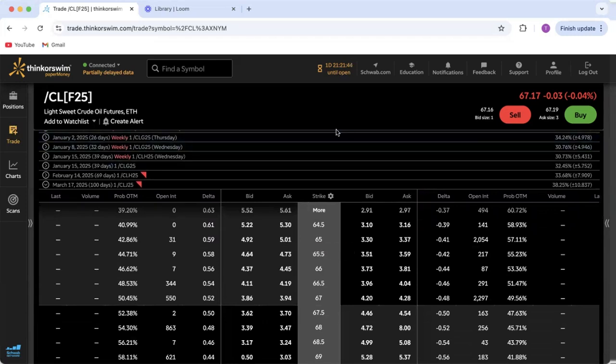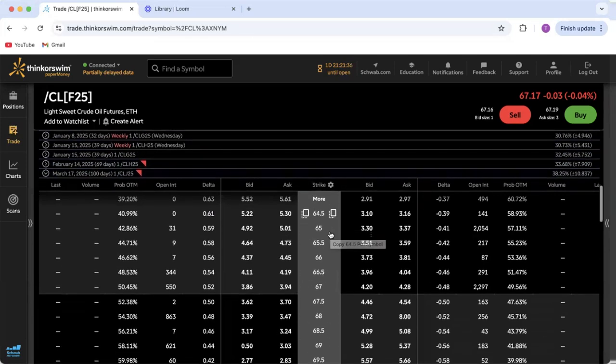And just real quick, how to read this. Right here in the middle, this gray bar is the strike price. Yep, 64 and a half, 65, on and on. Okay, so those are the strike prices. The call options are on the left side. The put options are on the right side.